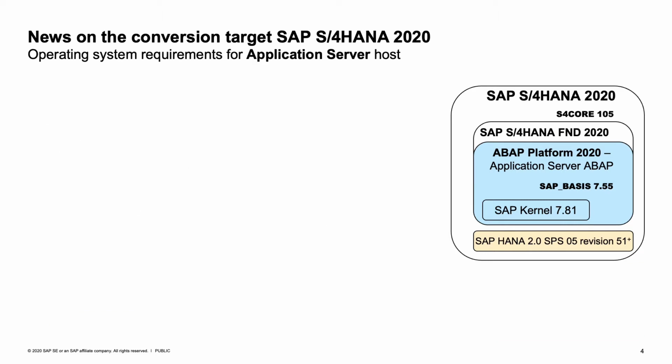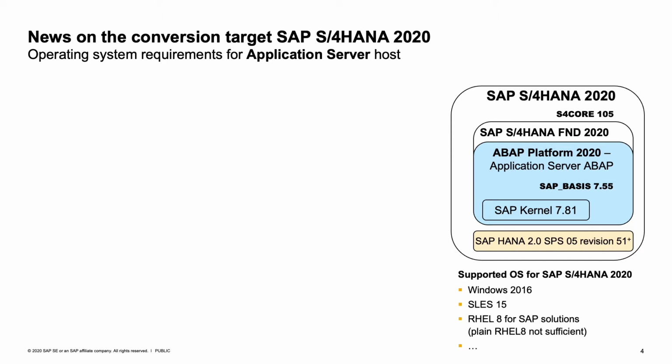Something else about S/4HANA 2020 now on this next slide, focusing on the operating system requirements for the application server host. So again, I'm not talking about the host for the HANA database. I'm talking about the application server where the kernel is located. That's important. And you see below those numbers, again, numbers, this time concerning the operating system of the application server. SAP S/4HANA 2020 does support operating systems for the application server like Windows 2016, SUSE Linux 15 or Red Hat the number 8, especially for SAP solutions.